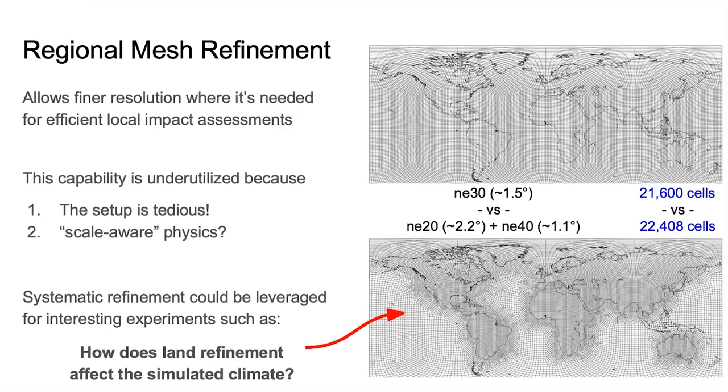On the top there, I have the typical NE30 grid. And on the bottom, I have a case where I've taken the ocean regions and made them NE20, and the land I've made NE40. But the total number of grid cells is about the same. So you'd have to adjust the time step in the atmospheric dynamics. But basically, if this were to give you some sort of improvement in your climate, it would basically be for free.